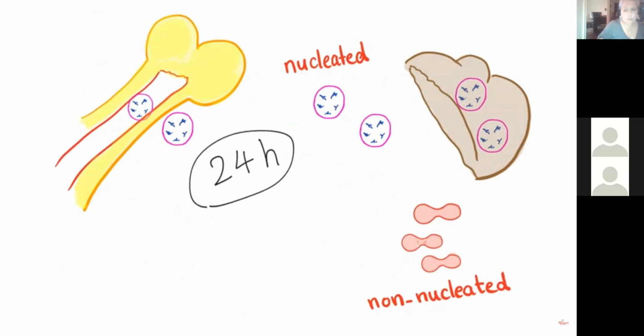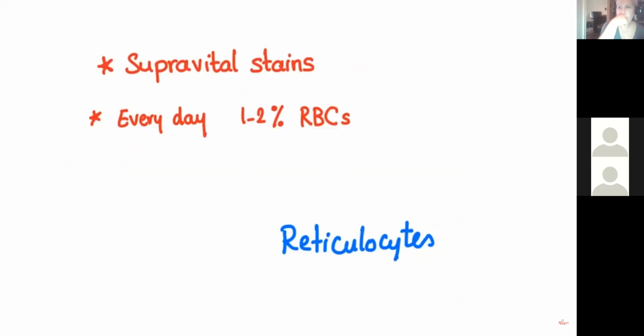And of course, you know that RBCs are non-nucleated. They are circular, they are biconcave, they are non-nucleated. To see the reticulocytes in the lab, we use supravital stains to stain them. Every single day, 1 to 2% of the RBC count will get replaced by reticulocytes, which are baby RBCs, and they are nucleated, and they are bluish in color.